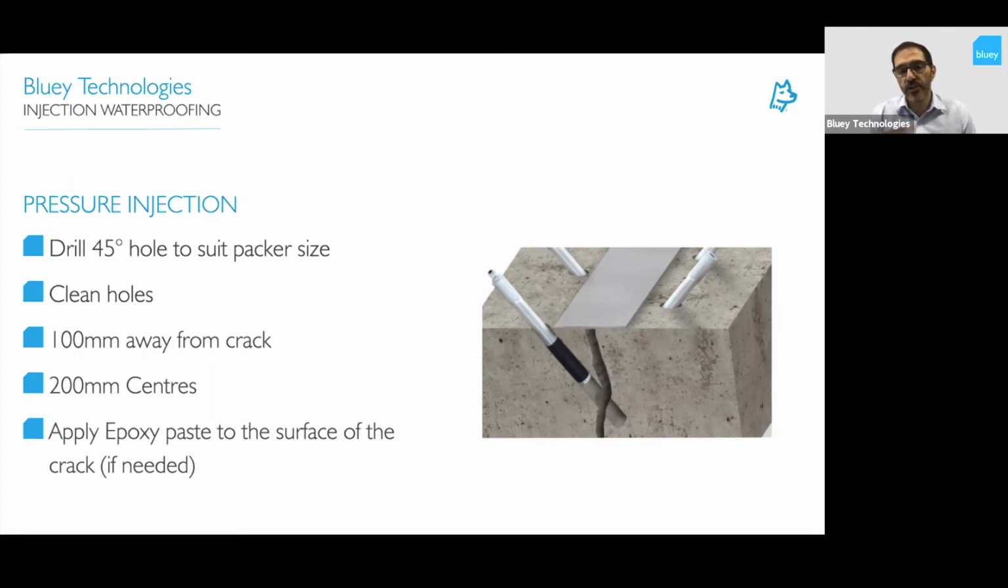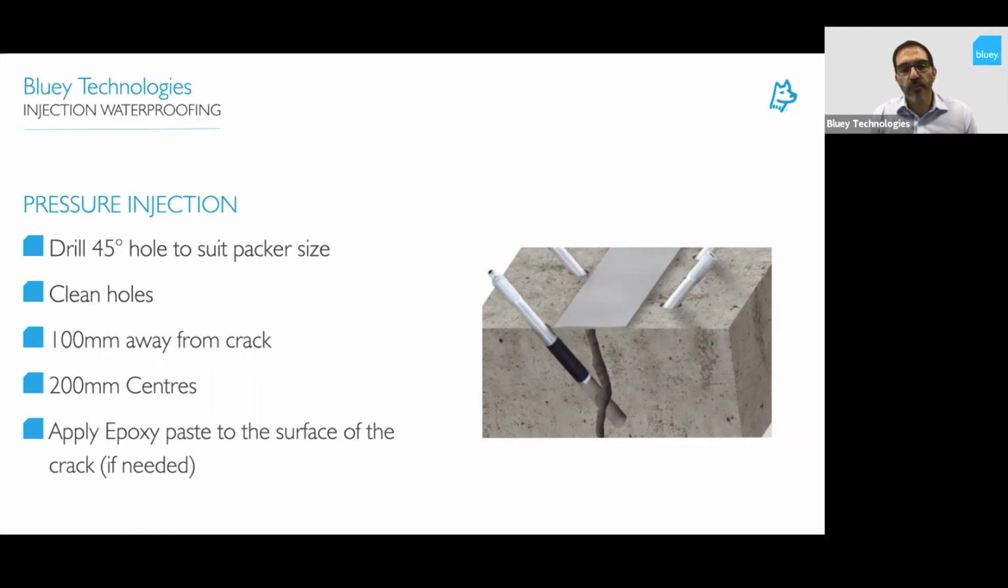A shear crack could actually be transmitting at 45 degrees, and by drilling from one side, you may not actually hit that crack. So it's always important to drill a few holes first, install some packers, and check that you're getting resin into that crack before you go ahead and drill the entire length of crack. So you just want to make sure that system is working.